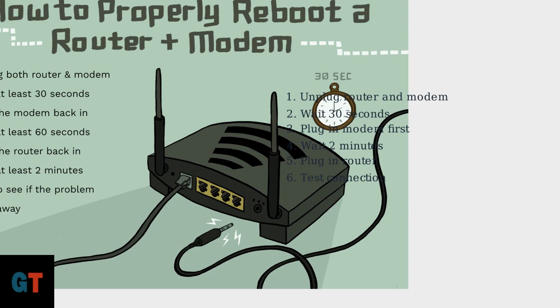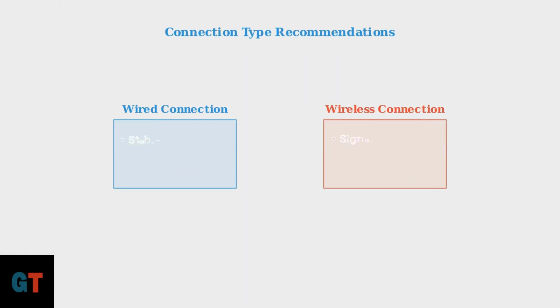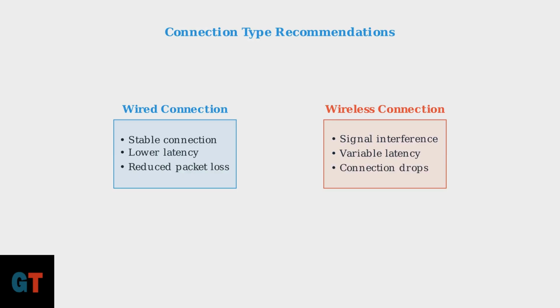basic network connectivity problems. Network instability is often the root cause of these server connection failures. Additionally, using a wired Ethernet connection instead of Wi-Fi provides more stable connectivity. Wireless connections can introduce latency and packet loss that interfere with NBA 2K's server communication protocols.